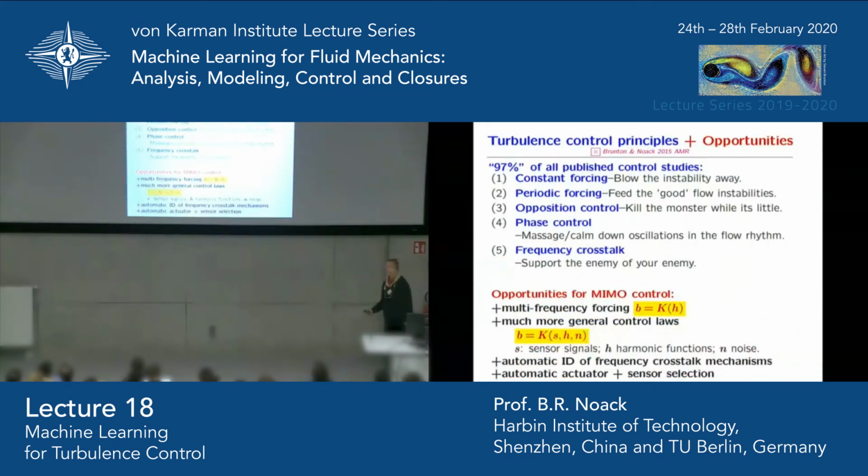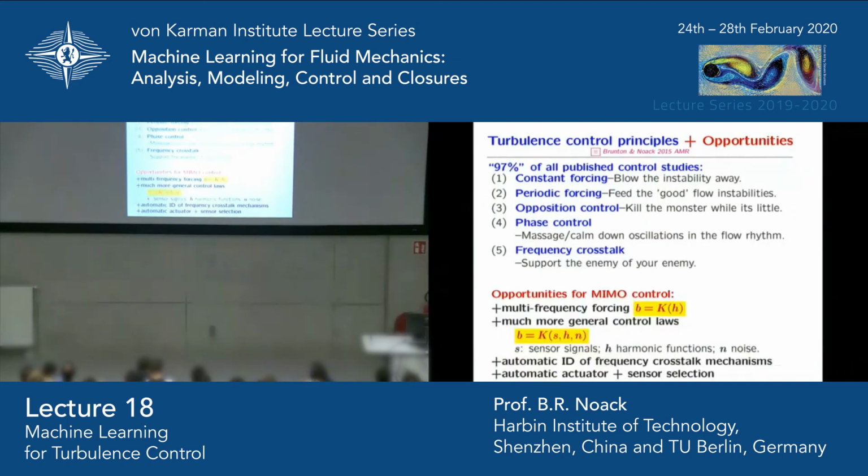Now there are many more things. So if you look in the literature, you find constant forcing, periodic forcing, opposition control. So we have seen it for the turbulent boundary layer, phase and frequency crosstalk. So this is essentially implicit. You typically have single input, single output. This is the effective mechanism. But there are many opportunities for multiple input, multiple output control. For instance, it's often found that if you use multiple frequencies, it's better than using a single frequency.